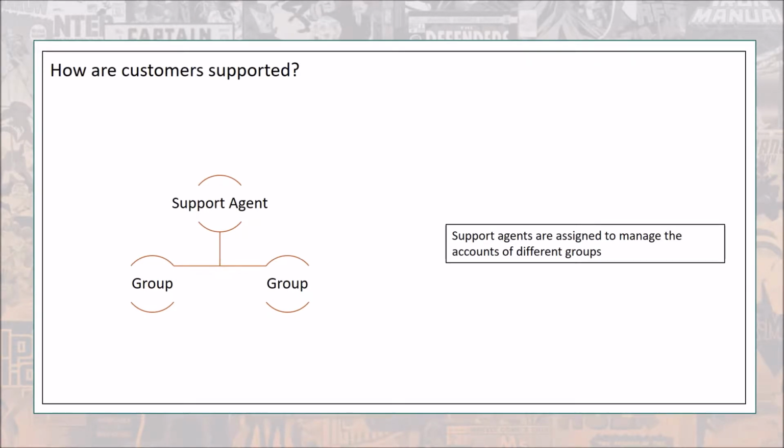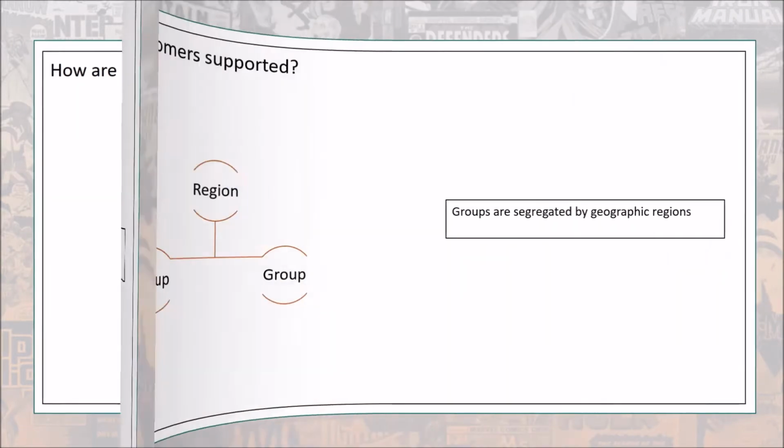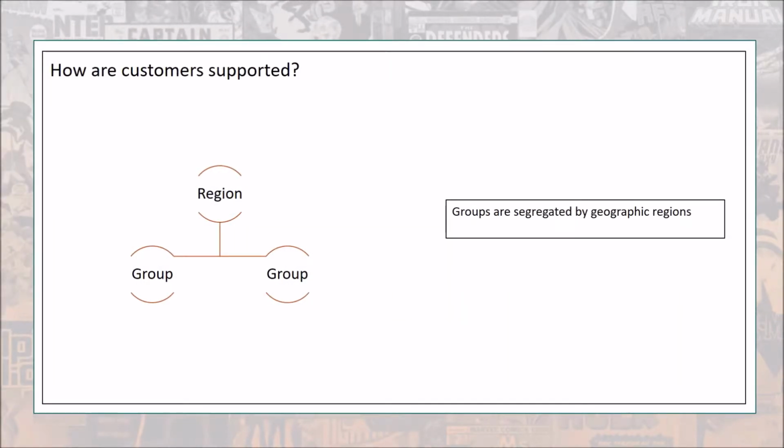Within the health insurance company, there would be different agents, different staff that would be supporting the groups. So the companies that were a couple of slides back at the top of the business model, and then those groups could also be split up by different regions.